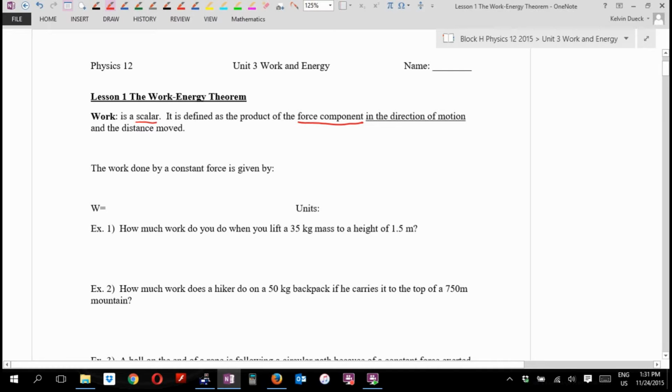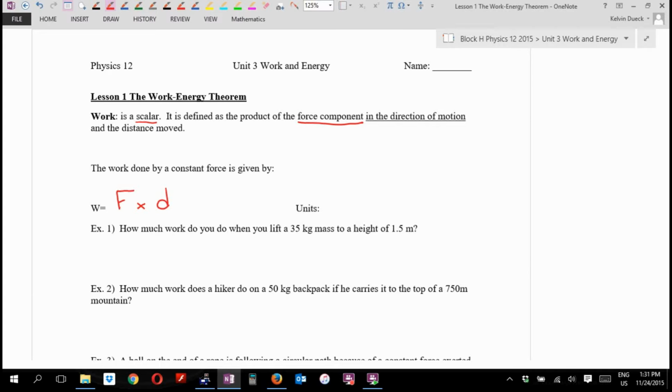Work is defined as the product of the force component in the direction of motion and the distance moved. It's defined as force times distance, but the force and the distance have to be in the same direction. If the force and the distance aren't in the same direction, no work is being done.